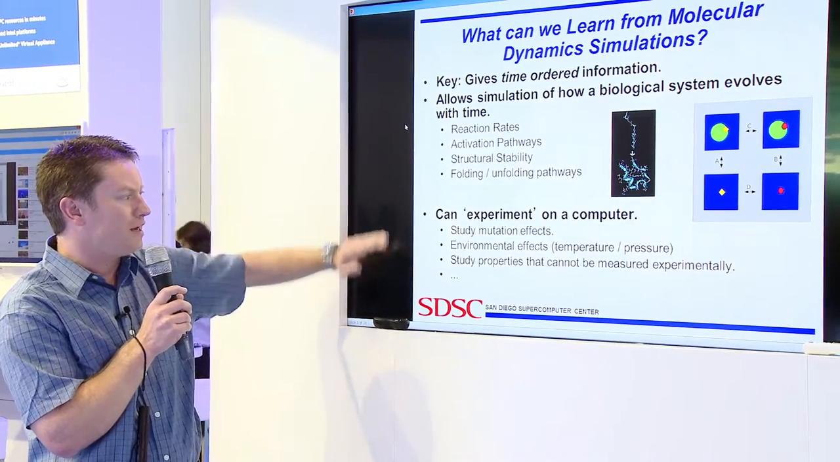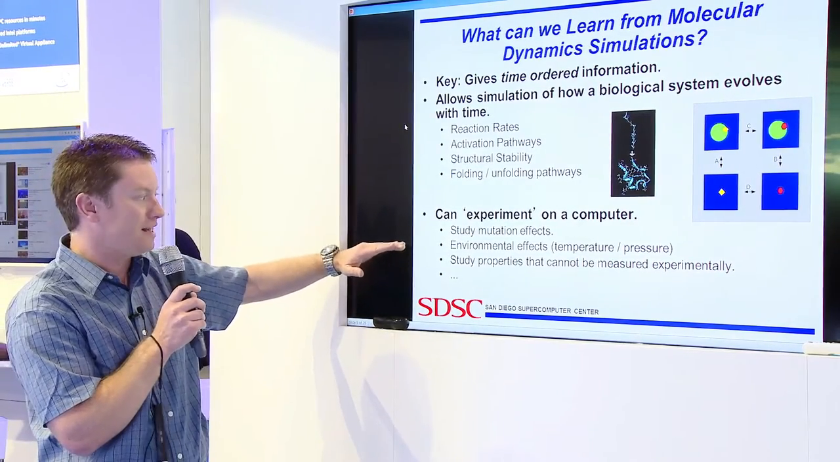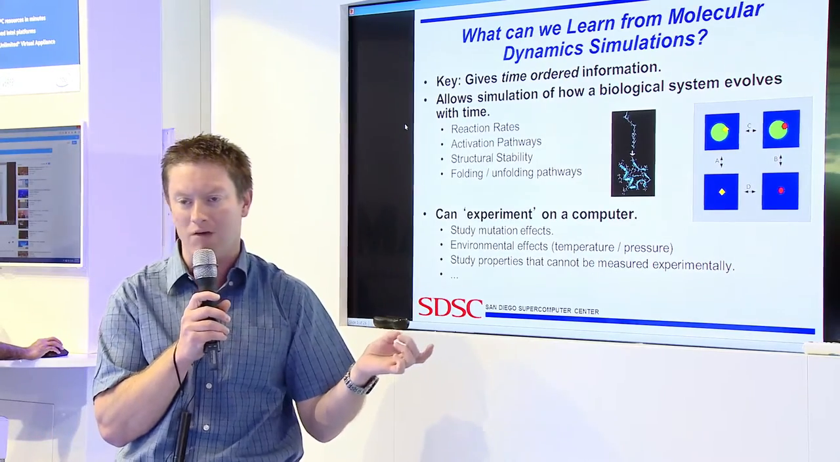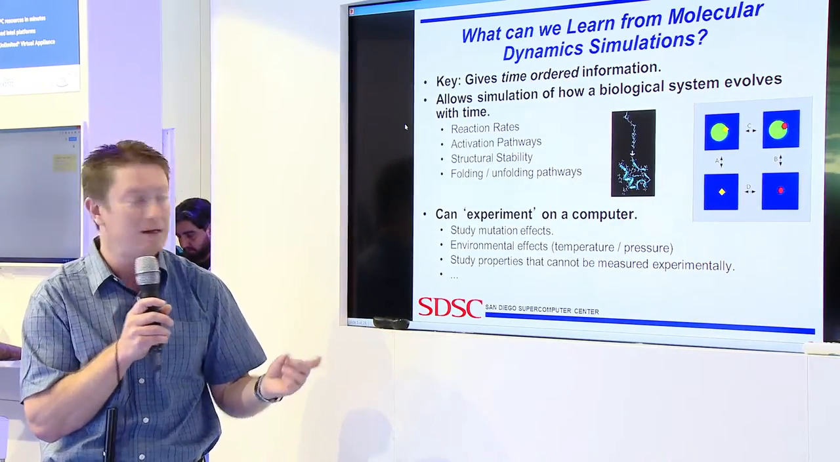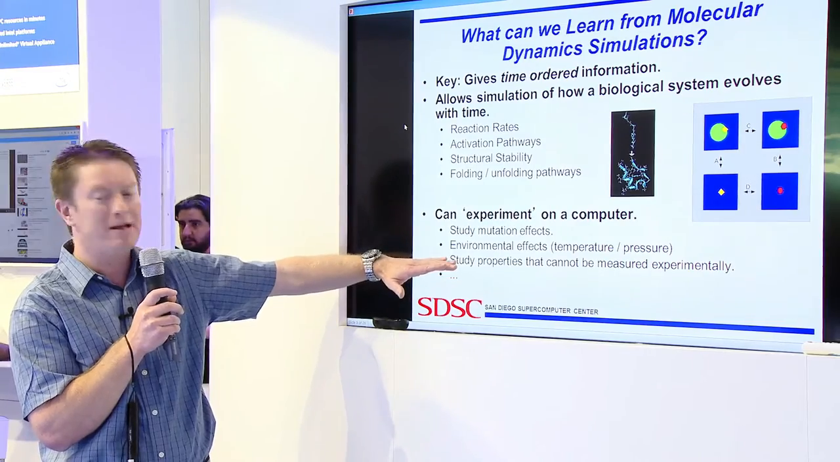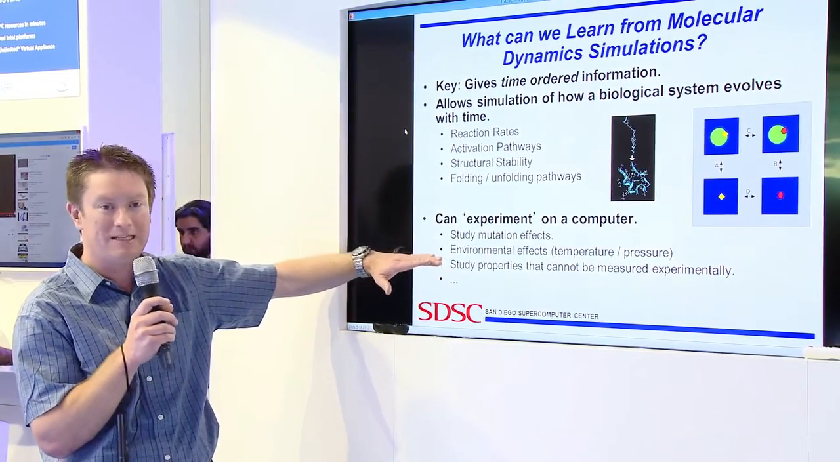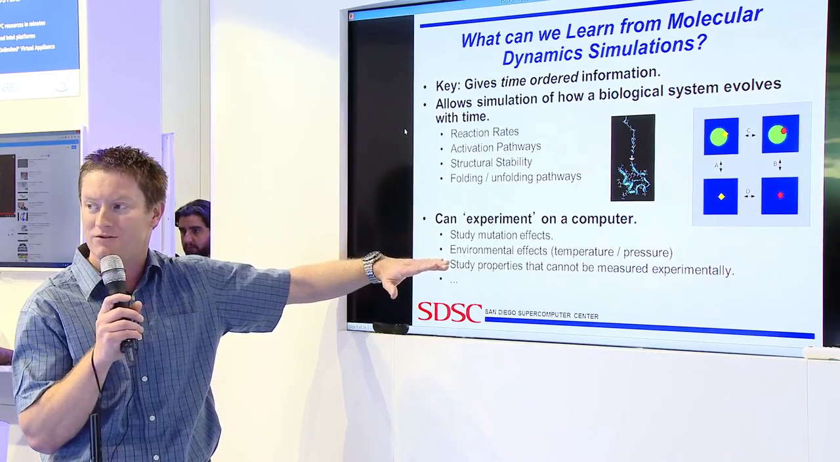And then more importantly, we can do experiments on computer. Right? That is, we can study mutation effects. I can say, what happens if I mutate this residue in a protein? What will that do? Right? We can look at environmental effects. I can look at how something will respond to temperature and pressure. This is particularly important in biocatalysis, for example.